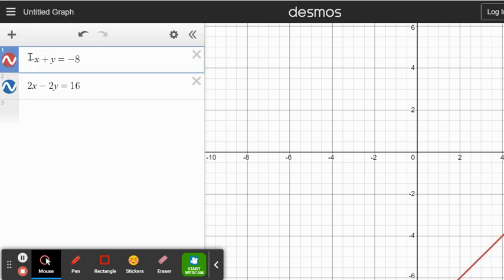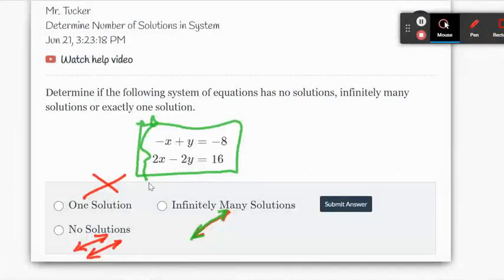So even though they're a different form of a line in standard form, multiplied by a factor, they are the same line on the graph. And what that means is both the equations are the same. And so for us, that means there are infinitely many solutions. This is the scenario we're looking at.